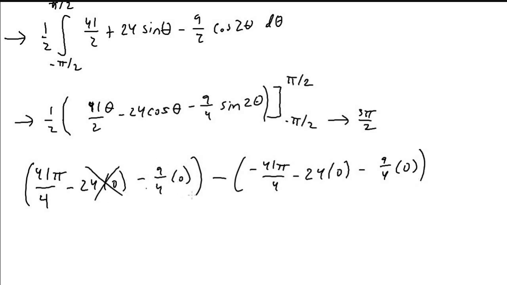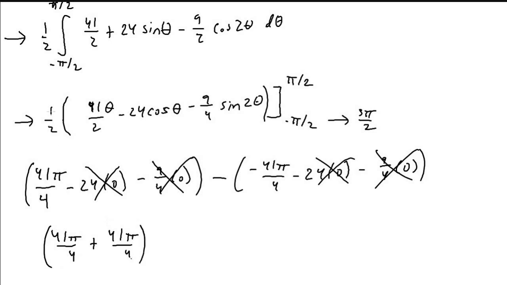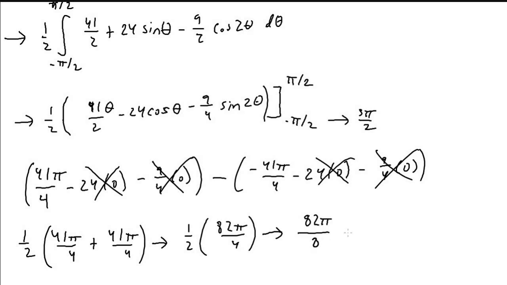So now we could just have a bunch of things that cancel here, since they're being multiplied by 0. So in the end, we'll get 41 pi over 4 minus a negative, so plus 41 pi over 4. Don't forget that we have a 1/2 out front, so we always have to include that. 41 pi over 4 plus 41 pi over 4 is 82 pi over 4. So then multiply by 1/2, we'll get 82 pi over 8. And that just simplifies back down to 41 pi over 4 units squared.